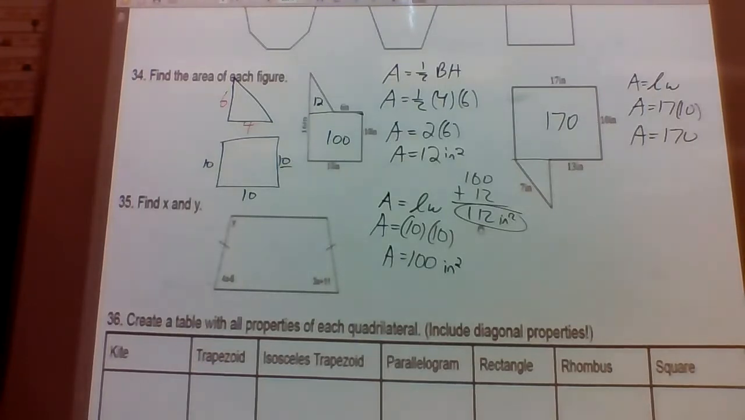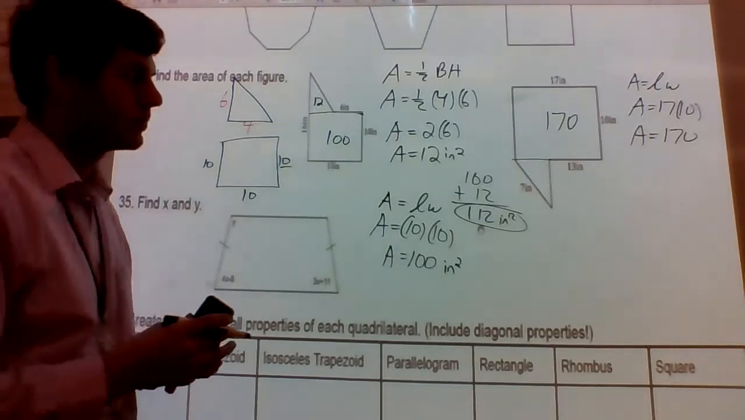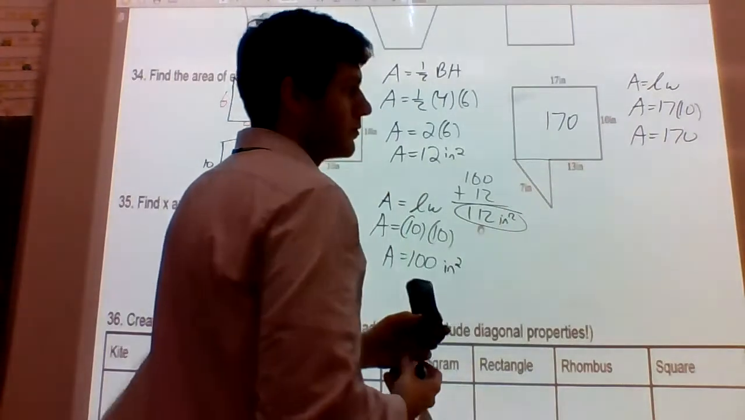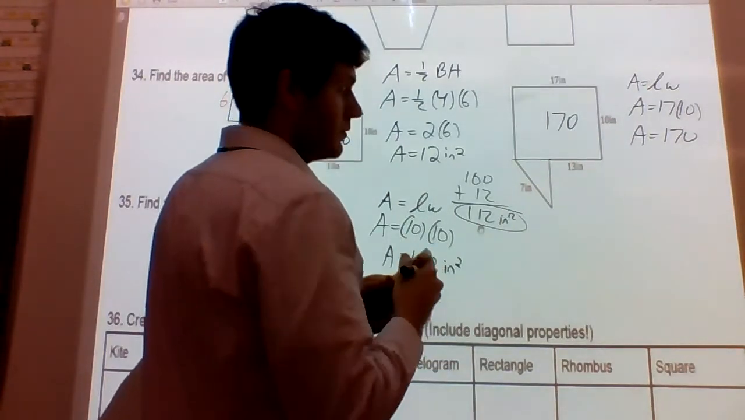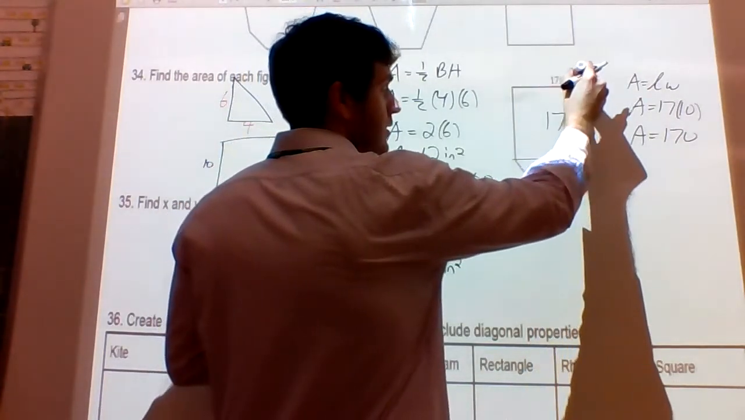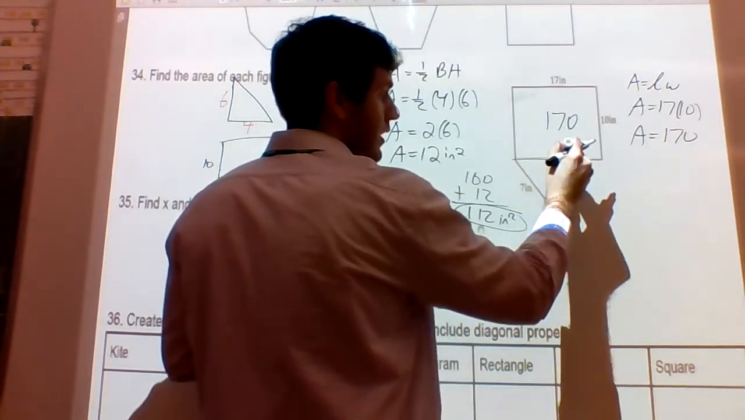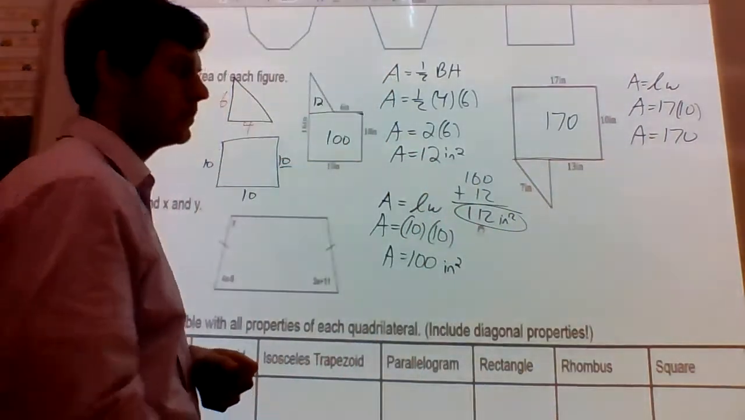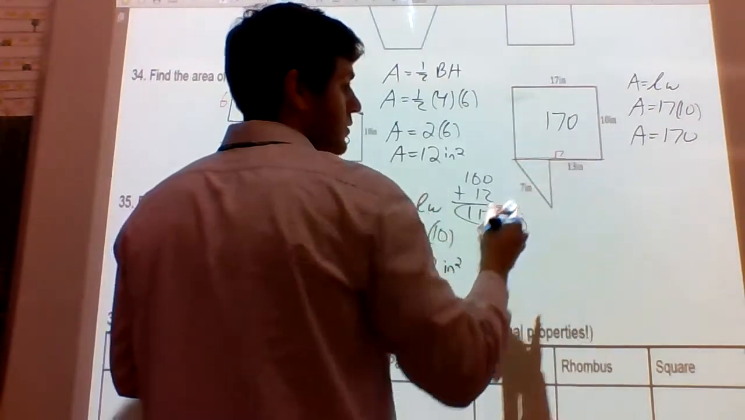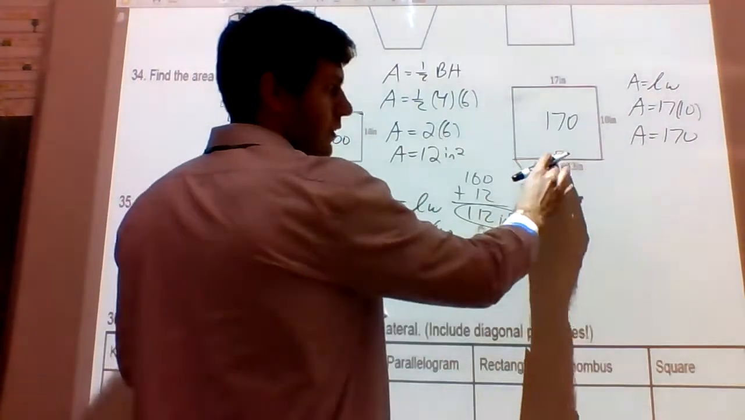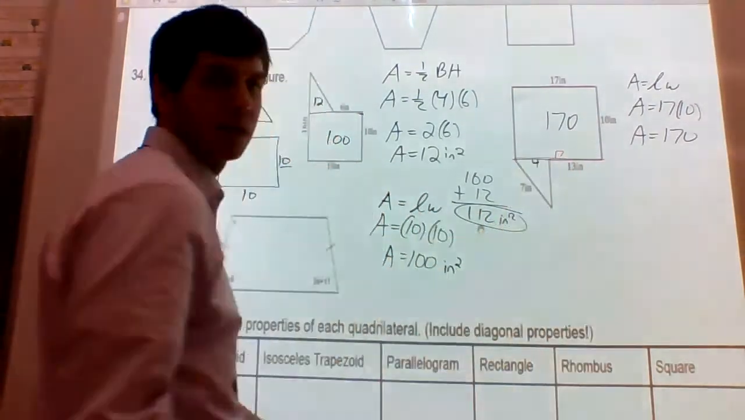Now we need to find the dimensions of our triangle. So the whole thing is 17. If this side is 17, then this whole side here is 17, which means that this little piece has to be 17 minus 13, which is 4.